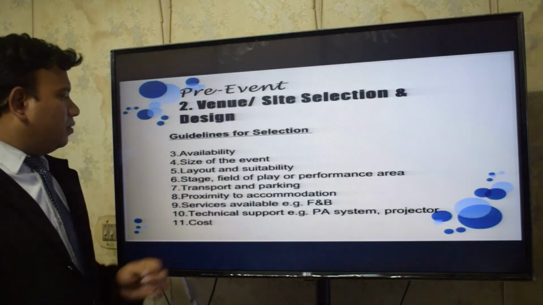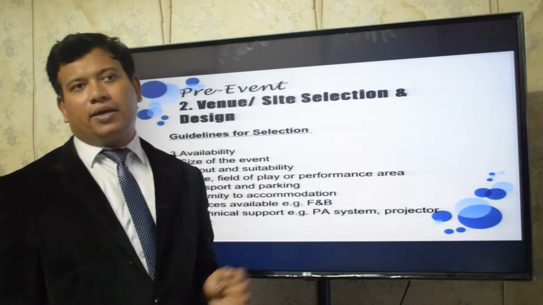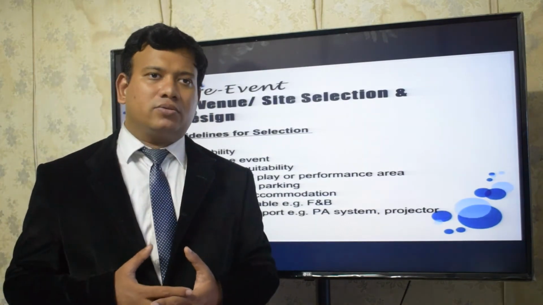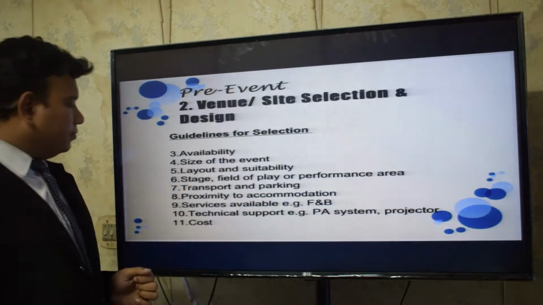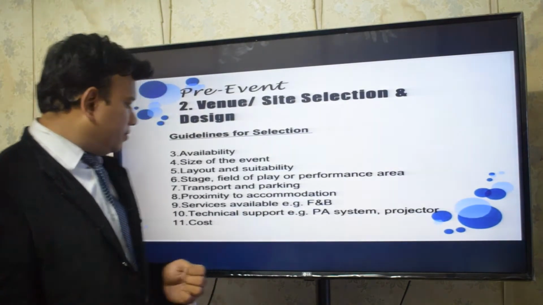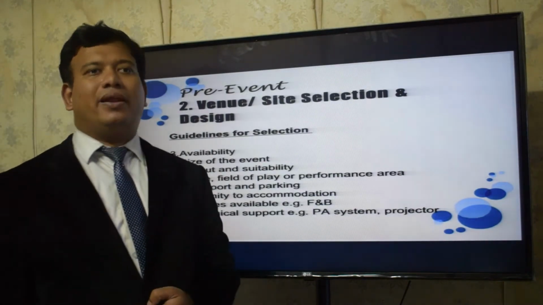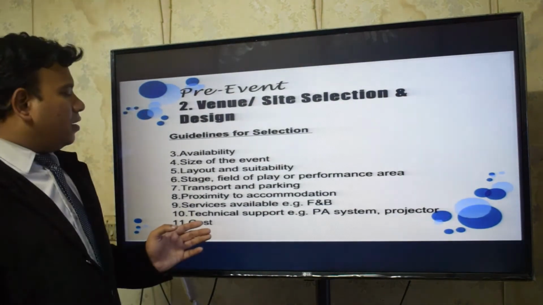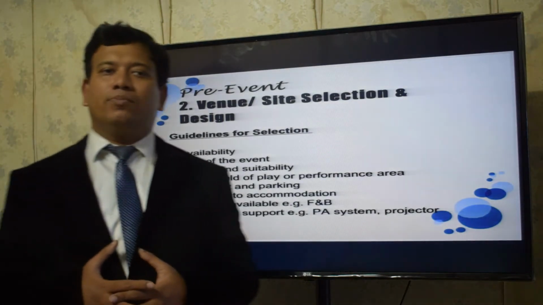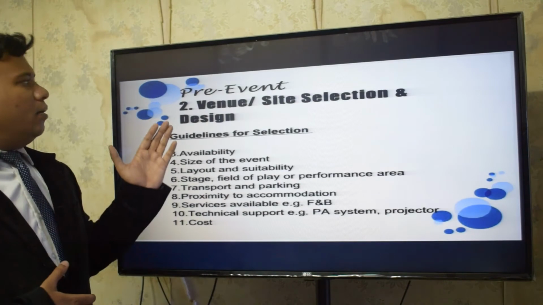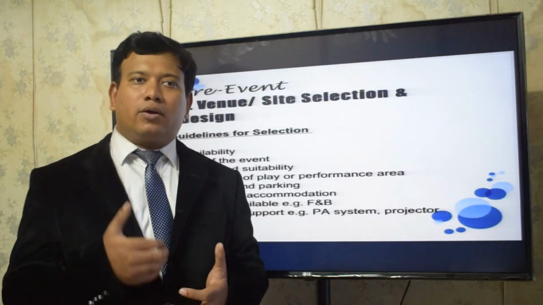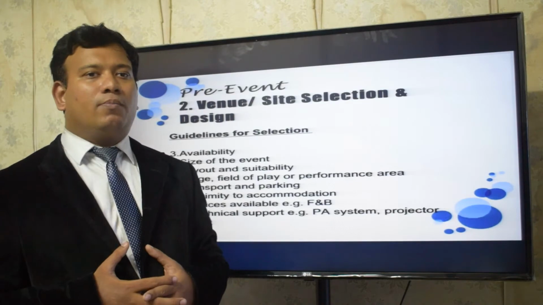Layout and suitability: stage, field of play or a performance area. The performance area is where the VIPs or any stage performances are going to take place. Then transportation and parking, proximity to accommodation, if the guest or any VIP requires a place to stay. Services available, for example food and beverages like alcoholic or non-alcoholic beverages. Technical support like the PA and the projector systems, the audio visuals, and the cost. The cost is the most important. We have to prepare a pre-event venue and site selection, design and guideline for this, and make a chart and a cost so that we can give it to the person.